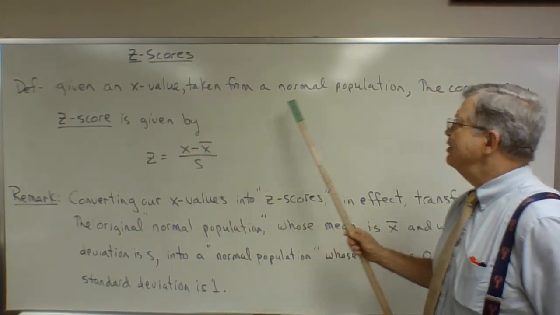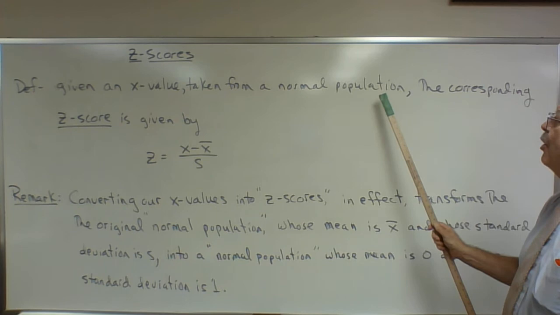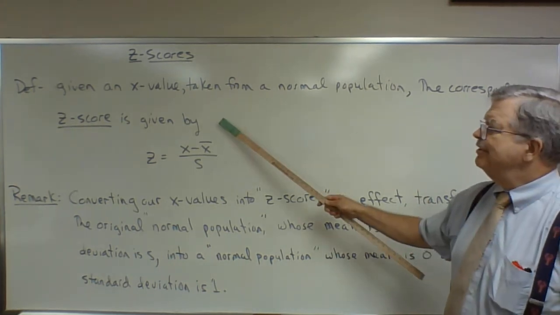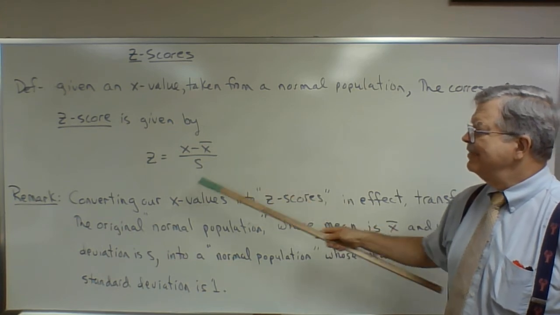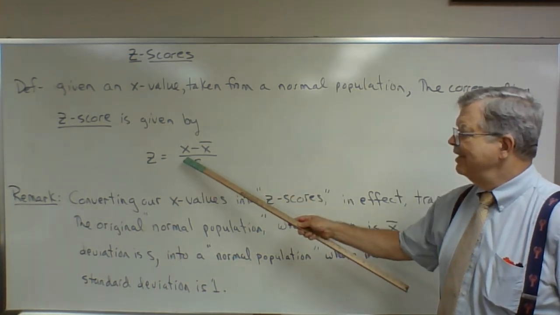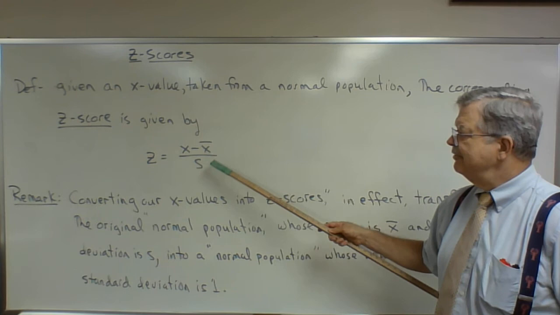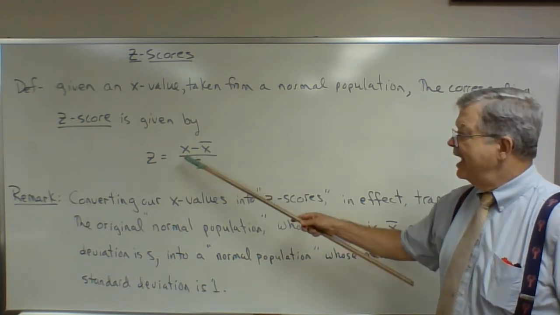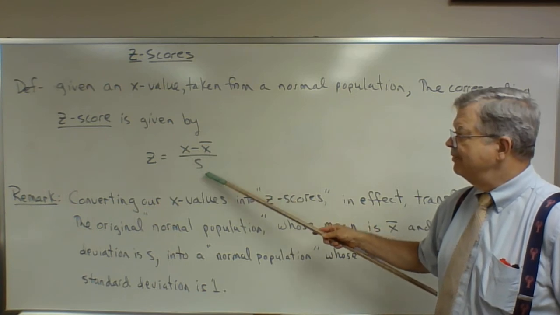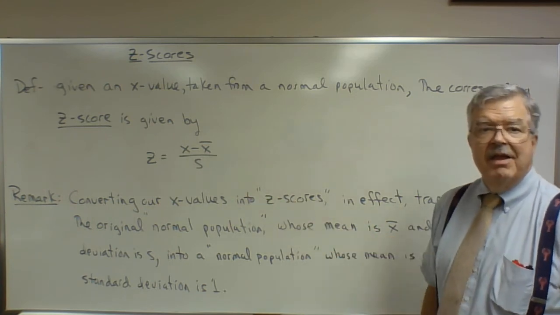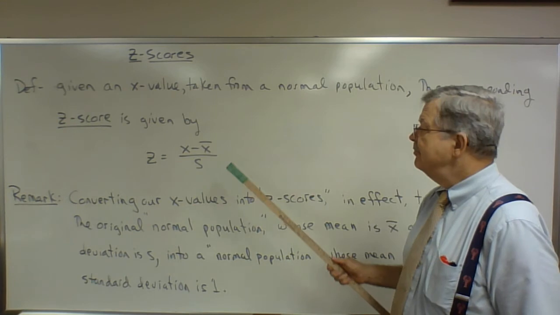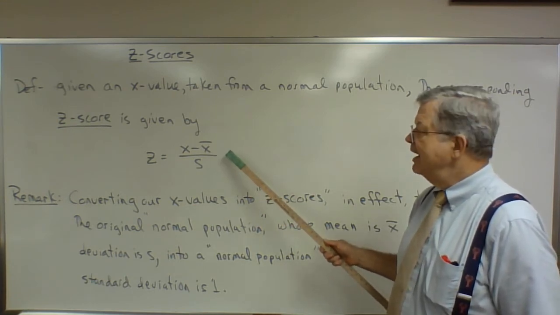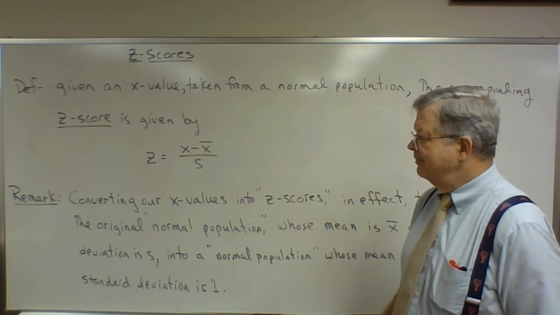Given an x value taken from a normal population, the corresponding z-score is given by z equals the x value minus the mean over the standard deviation. X minus x bar over s. If you want to remember a formula, remember this one, okay? X minus x bar over s.